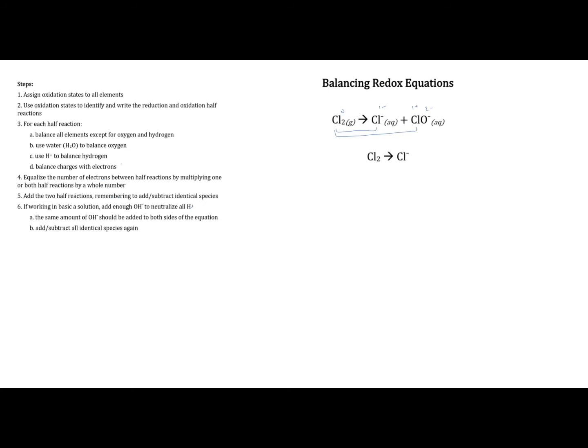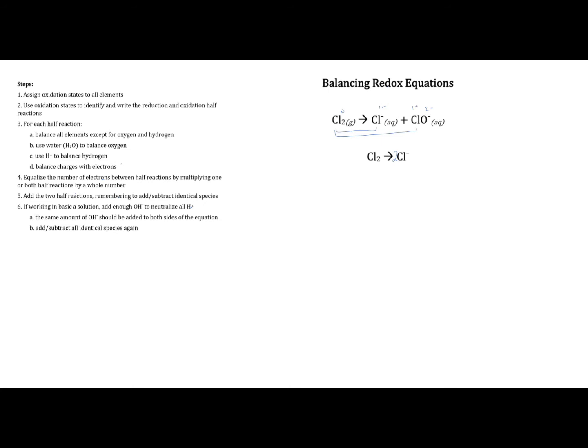Let's start with our chlorine gas going to our chloride ion. Now we need to balance all of our elements except for oxygen and hydrogen. This, of course, is very easy. I just need to put a 2 here in front of my chloride ion, and all my atoms are balanced. I don't have oxygen or hydrogen, so I don't even have to mess with that.